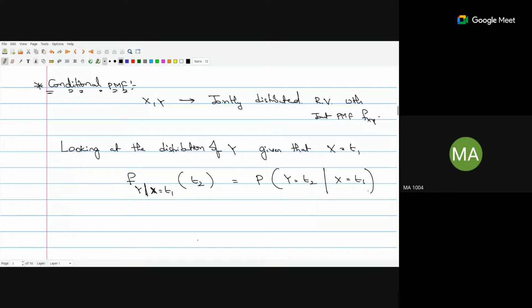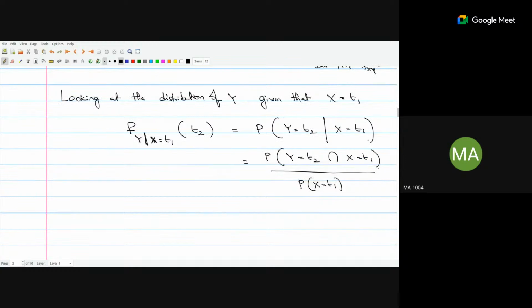So conditional probability can be written like this: probability that y is equal to t2 intersection x is equal to t1, divided by the probability that x is equal to t1. The top one you can see is the joint PMF, y is equal to t2 at the same time x is taking value t1. So it's the joint distribution divided by the denominator, which is the marginal distribution, the probability that x is equal to t1.